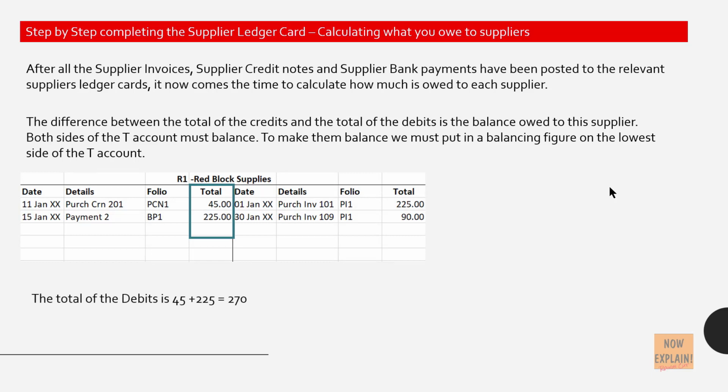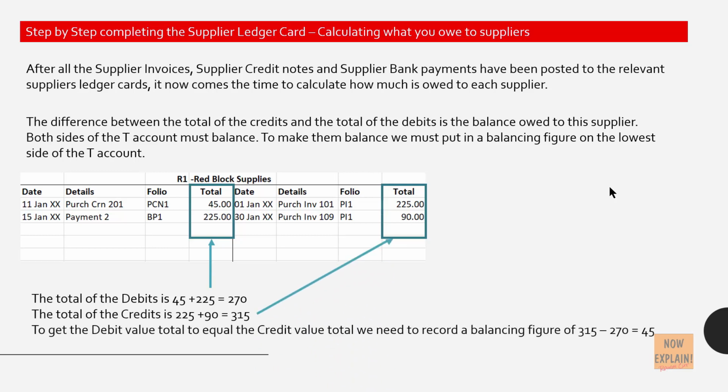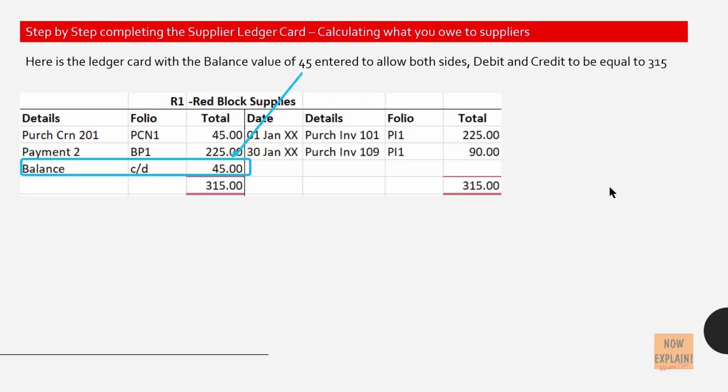The total of the debits is 45 plus 225, which is equal to 270. The total of the credits is 225 plus 90, which is equal to 315. To get the debit value equal to the credit value total, we need to record a balancing figure of 315 minus 270, which is equal to 45. Here's the ledger card with the balance value of 45 entered to allow both sides, debit and credit, to be equal to 315. This value will be carried down to the credit side of the ledger card.